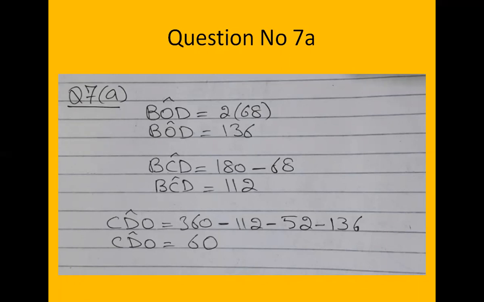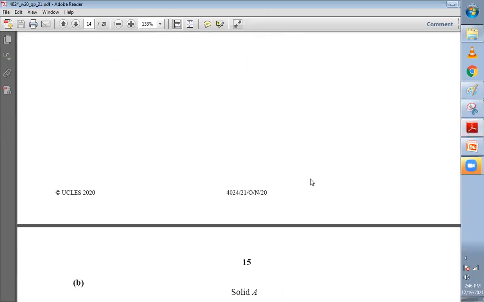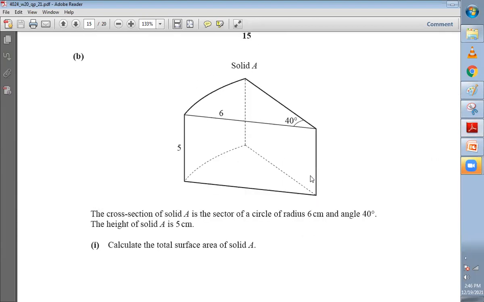Once you know the BCD, we know that the sum of the internal angles of a quadrilateral is 360. So I know three angles, I can find the fourth one. So CDO will be equal to 360 minus 112 minus 52 minus 136, and that will be 60 degrees. So the CDO angle is 60 degrees. Hopefully you understand how we have done this question. Okay, the next question.